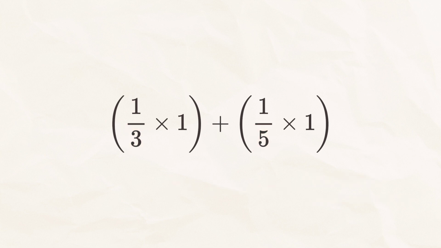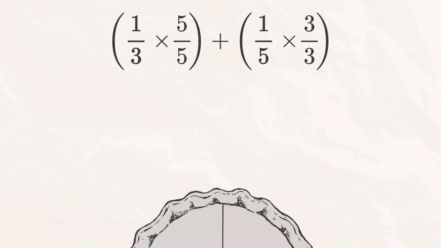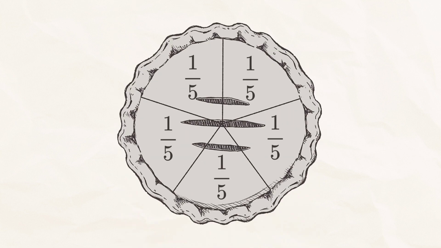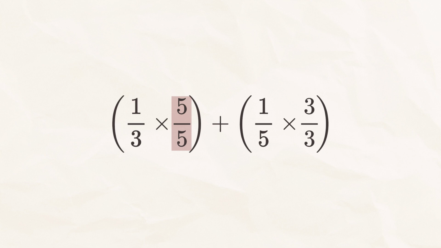Okay, we know where we're going, but how do we get there? We'll take those ones and give them a secret identity. Any number over itself, as long as it's not 0, is equal to 1. If I cut a pie into 5 pieces and then give someone 5 of those slices, I've actually given them the whole pie, or 1 pie. So 5 over 5 is equal to 1. And just like that, we can make the other 1 into 3 over 3. So while the 1s are being transformed into fractions, we aren't changing their values.